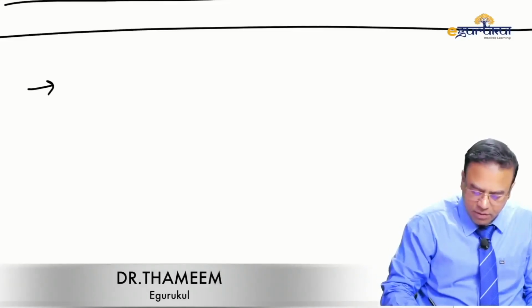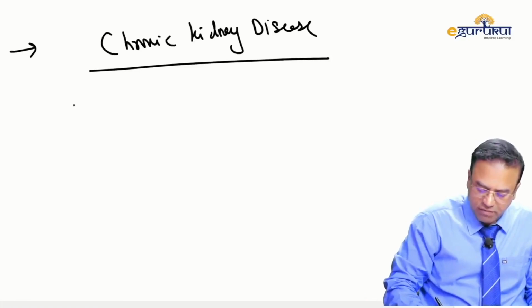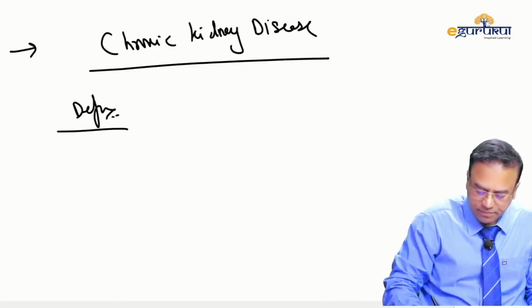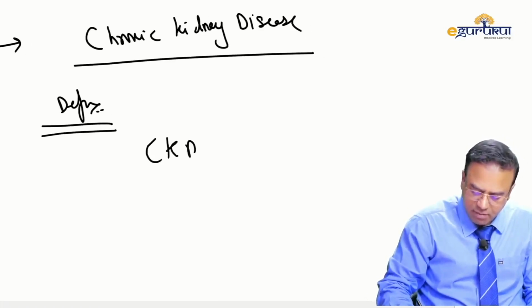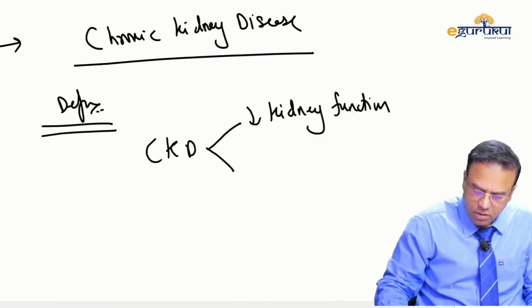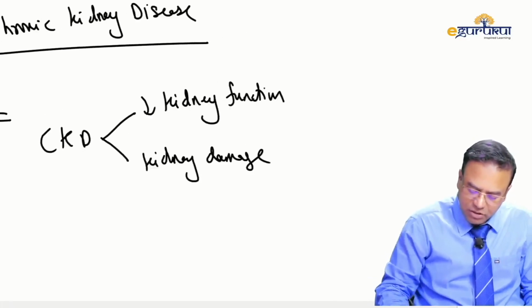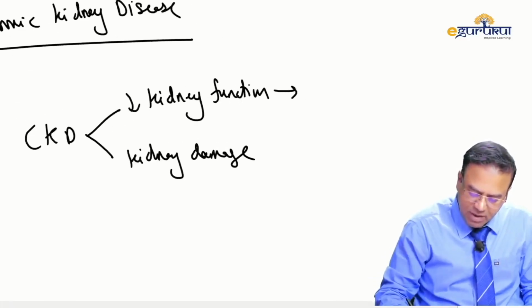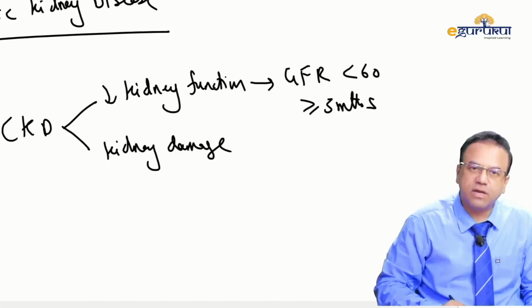The topic we're discussing now is chronic kidney disease. First of all, if you look at the definition, chronic kidney disease is defined in patients who have either decreased kidney function or kidney damage. What do you mean by decreased kidney function? If a patient has a GFR less than 60 for more than 3 months, this is known as decreased kidney function.